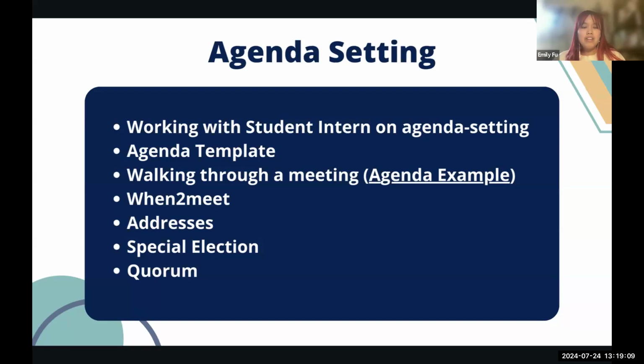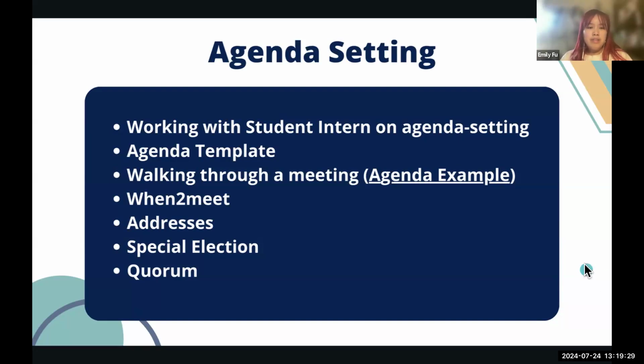It's also important that you send out a when-to-meet, preferably a couple of days before you want to set a meeting up, so your delegates are able to fill it out when they are available to meet, and you're able to set up a day. And addresses, it's really important that you ask for the address of the delegates.